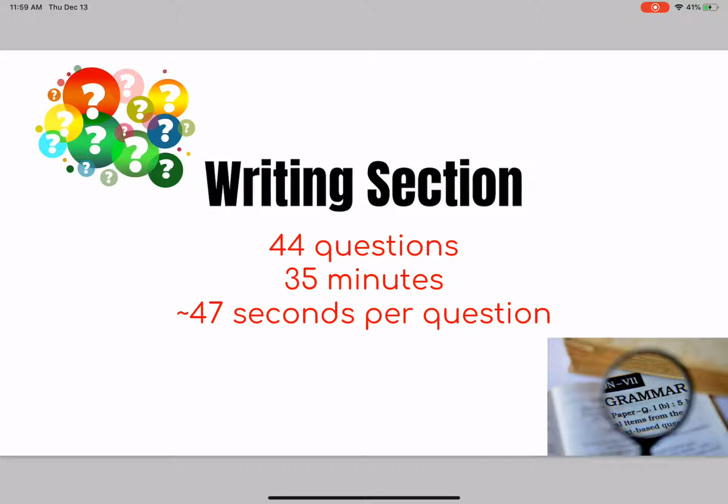Okay, so in this video, I'm going to talk about the writing section. We're just going to do a quick introduction and talk about some of the questions that the writing section has and just some general tips and strategies. So the writing section for the SAT is 44 questions and it's 35 minutes. So if you do the math, that averages to about 47 seconds per question.